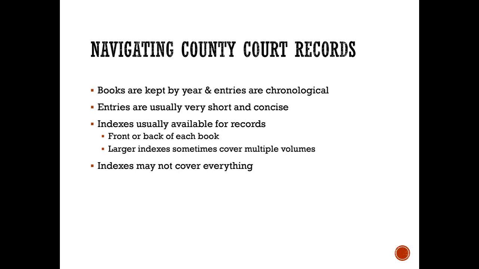Indexes are pretty common. They're usually in the back of each book. Some counties actually created much larger indexes that covered many volumes all at once. But the problem is that some of these indexes may not cover everything, or the indexes might even be missing. Usually if you have different kinds of records like the marriage book, sometimes that's an issue. But marriage books are usually indexed by groom and bride's names, or the deed books are organized by grantee or grantor. The grantee is the buyer and the grantor is the seller. But for most cases, these kinds of books do have indexes of some kind.